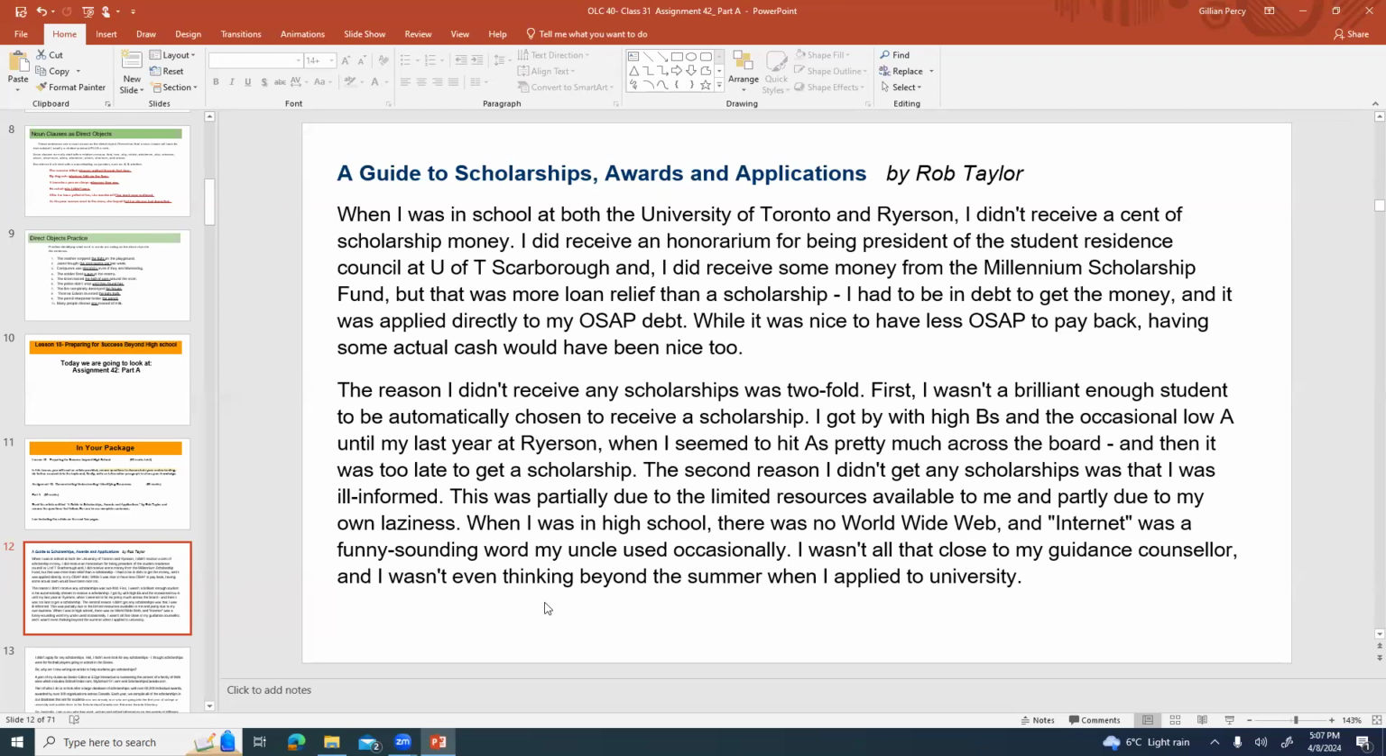The second reason I didn't get any scholarships was that I was ill-informed. This was partially due to the limited resources available to me and partly due to my own laziness. When I was in high school, there was no World Wide Web, and internet was a funny sounding word my uncle used occasionally. I wasn't all that close to my guidance counselor, and I wasn't even thinking beyond the summer when I applied to university.